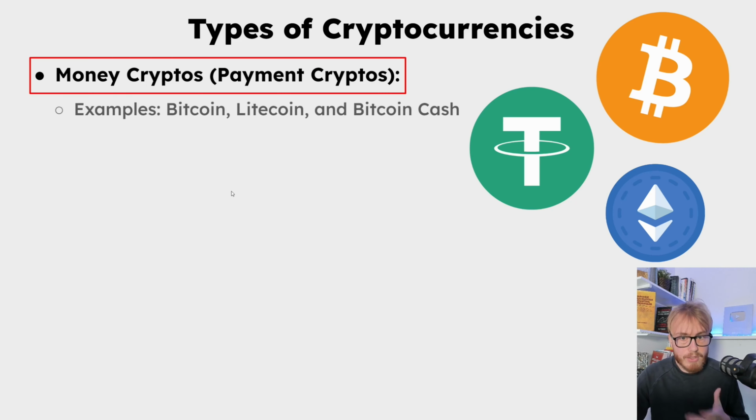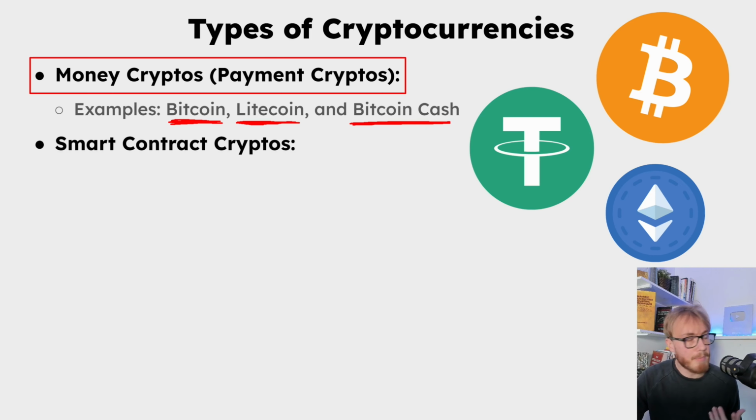Some examples of payment cryptocurrencies are, first of all, the biggest and most famous one, which is Bitcoin. But we have some other examples right here. Litecoin is another example of a payment cryptocurrency. And another one is Bitcoin Cash, which I think is a fork of Bitcoin.